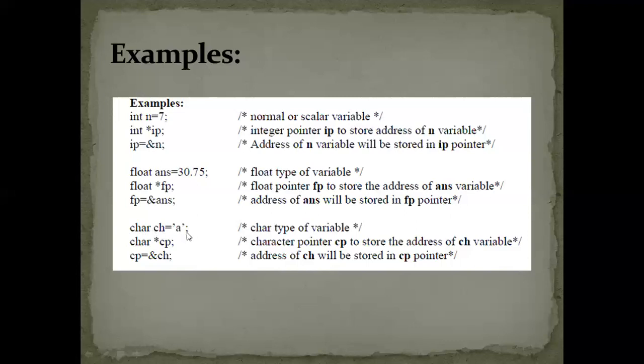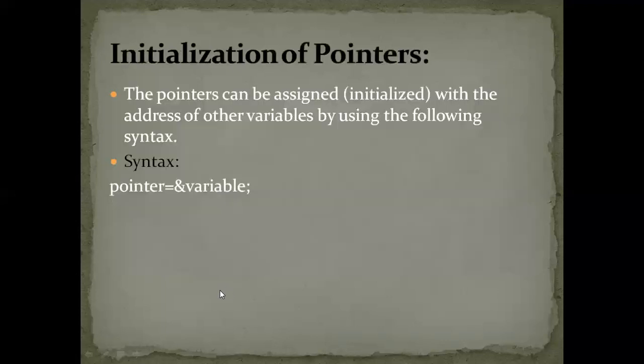Okay. With respect to character, ch = 'a', which is enclosed within a single quote. So this is a normal character type variable. Again, we have the pointer cp. Okay, so character pointer cp to store the address of ch variable. So cp contains what? Address of ch. Okay, understood? So this is an example for the pointers.